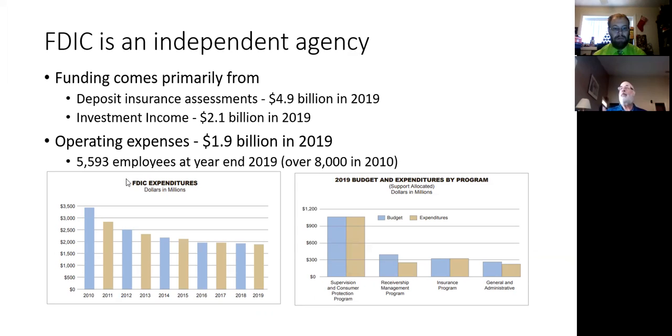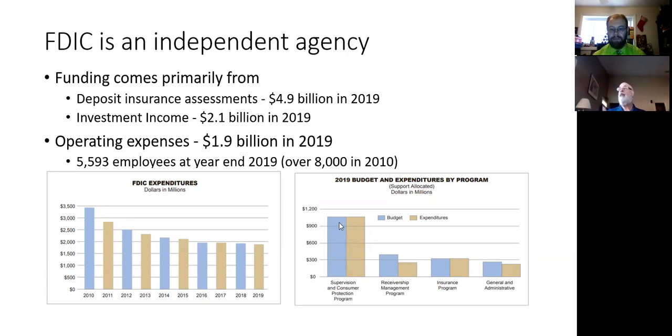And I've put a couple charts on here. One at the bottom here shows the expenditures from 2010 through 2019. You can see it's been declining. The reason is that 2008 was a banking crisis. The FDIC hired a lot of people. They had a lot of bank failures. And over time, as the number of problem banks has declined, so has the number of employees.